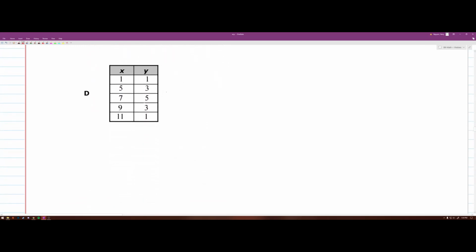So D, we have a table. Just like before, we don't care about our y, so we cross all of those out and we only look at our x. 1, 5, 7, 9, and 11. None of the numbers repeat, so that means this is a function.